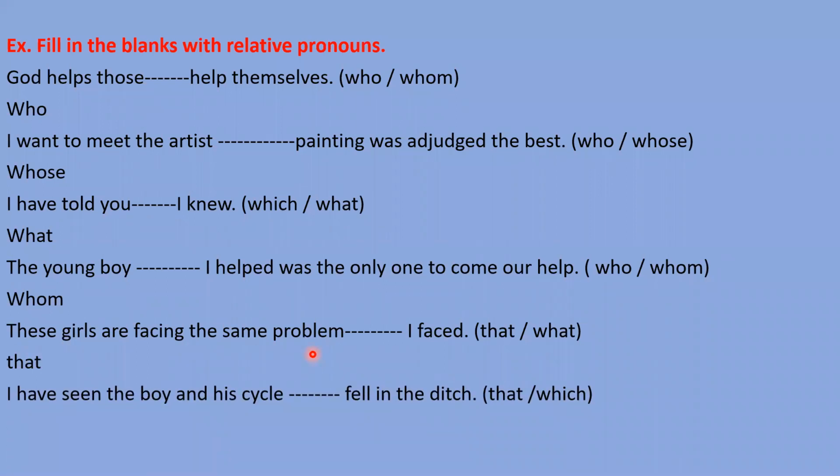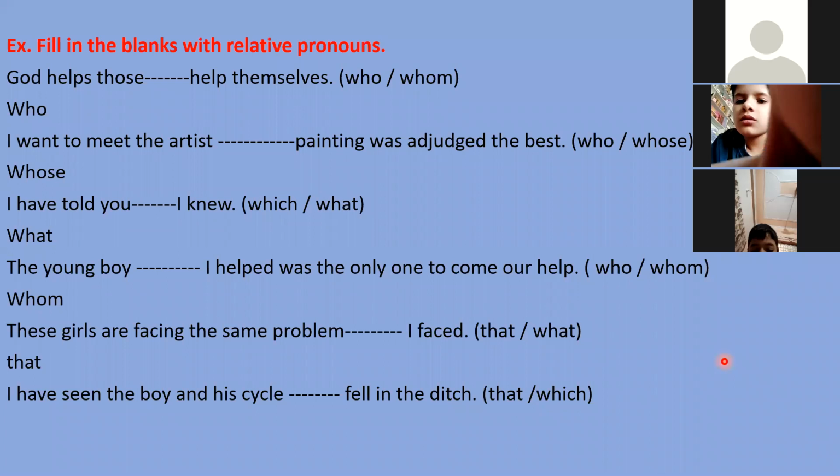Look at the next sentence. I have seen the boy and his cycle fell in the ditch. I have seen the boy and his cycle fell in the ditch. That or which word will come? Vansh, you please tell me. Vansh, which word will come? Sir, which? Which actually here that will come.